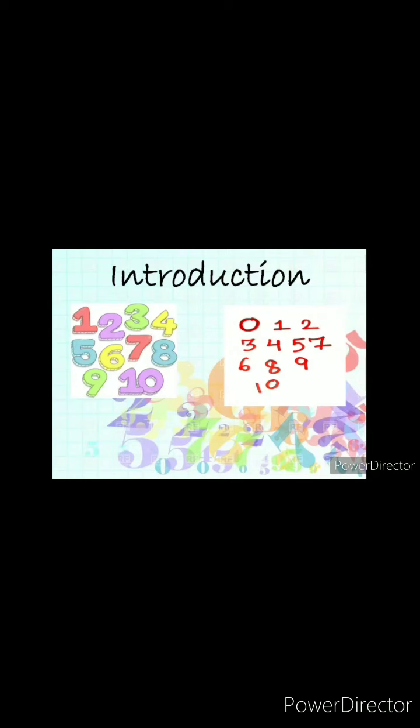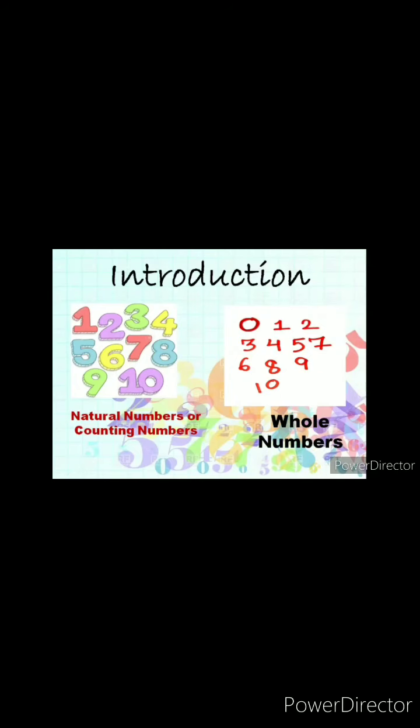The first set of numbers starting from 1 to infinity represents the set of natural or counting numbers, whereas the second set of numbers starting from 0 to infinity represents the set of whole numbers.